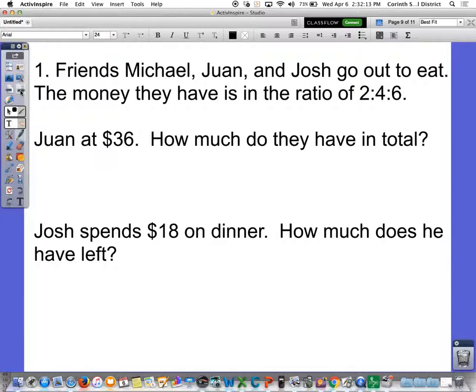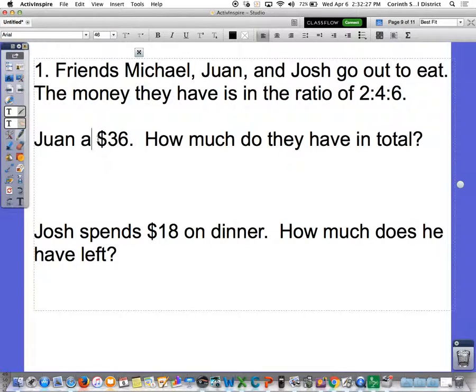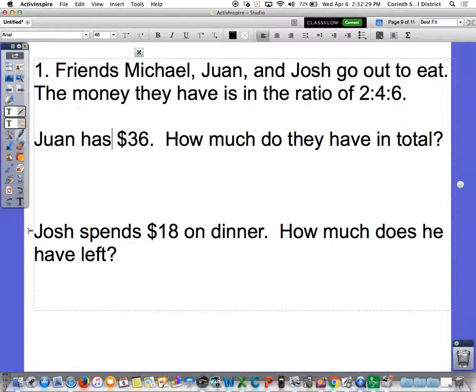The money that they have together, it's assumed, is in the ratio of 2 to 4 to 6. Juan has $36. How much do they have in total? Let me change that to has. Okay, the first thing that I would do is figure out that this is 2 to 4 to 6, so that is 12 parts.